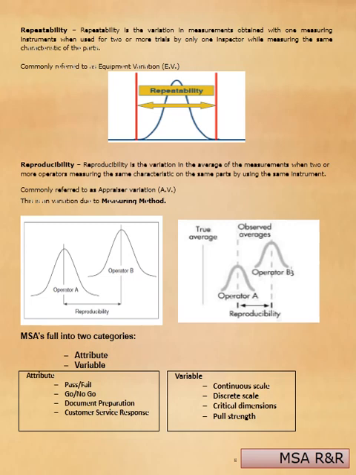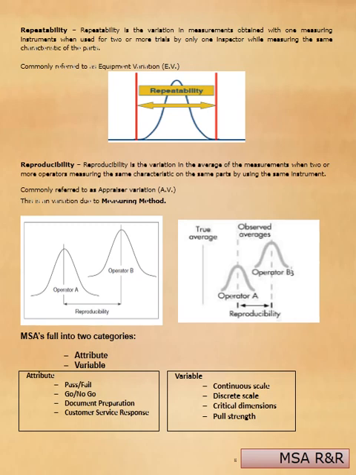Repeatability. It is the variation in measurements obtained when one measuring instrument is used for 2 or more trials by only one appraiser while measuring the same characteristic of the parts. Commonly referred to as equipment variation. Reproducibility is the variation in the average of measurements when 2 or more operators measure the same characteristic on the same part with the same instrument. Commonly referred to as appraiser variation. This is a variation due to the measuring method.